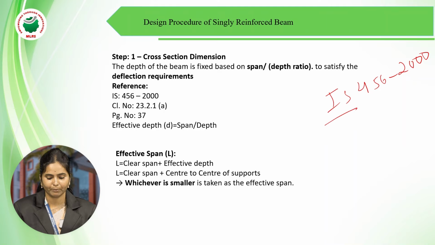The depth of the beam is fixed based on the span by depth ratio to satisfy the deflection requirements. Reference, we have to take the code book IS 456:2000, clause number 23.2.1 and page number 37. See the code book, take the span by depth ratio values. We need to find the effective depth, which is equal to span by depth, so we can get the effective depth.